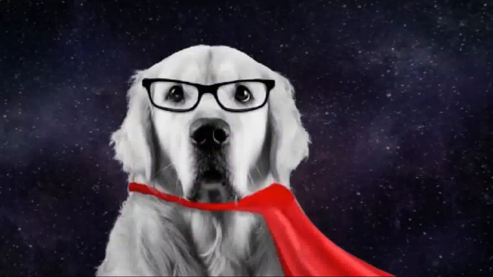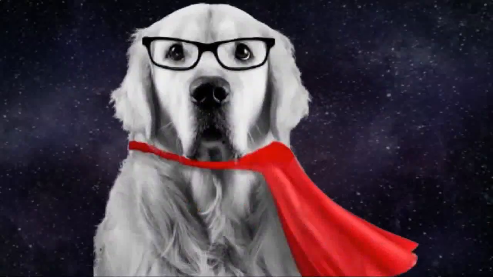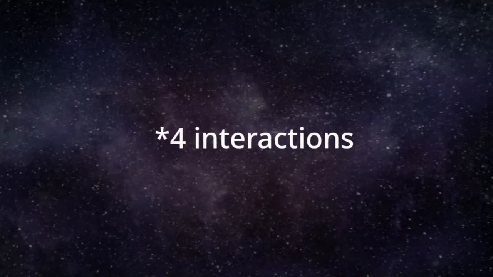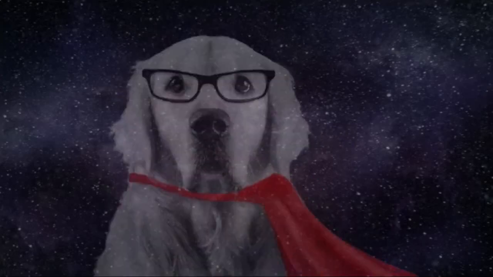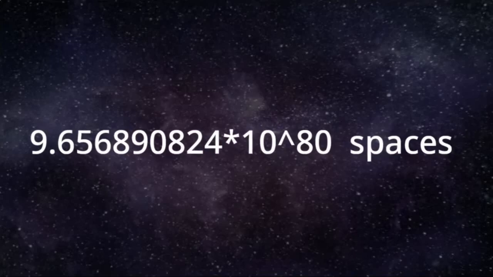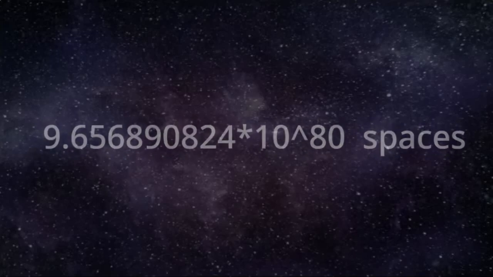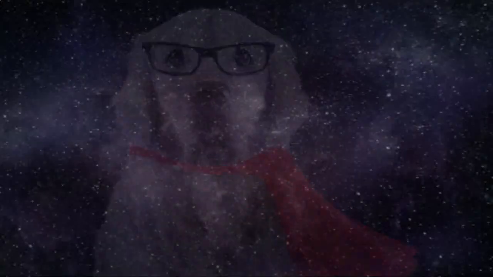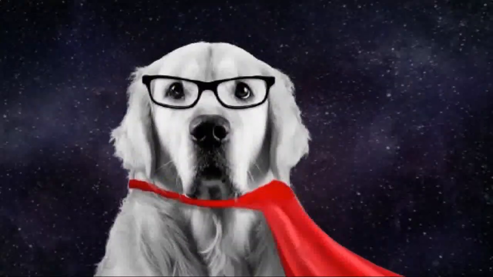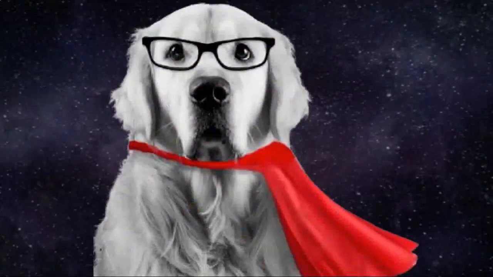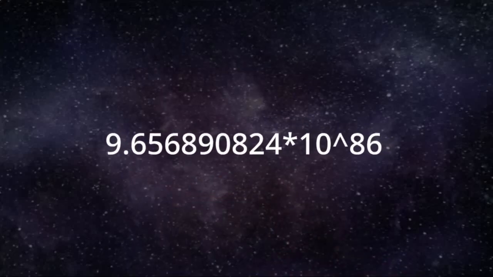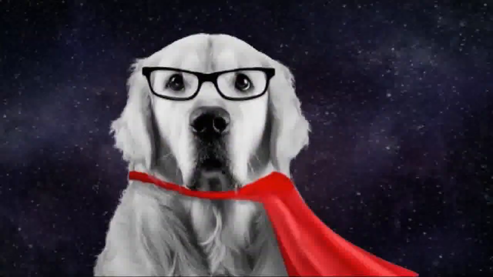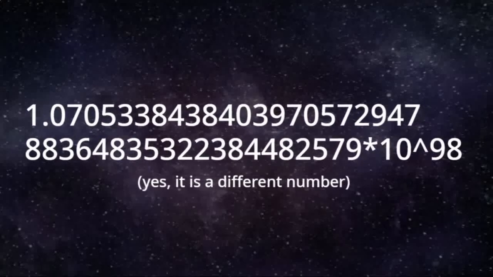Next, we will have to calculate particle interactions. Because I am too stupid to do the math, I will assume that for every proton and neutron, there are interactions that can happen at any moment. So, I will give the second part of the CPU 9.656890824 times 10^80 spaces to perform calculations. And because I am even more stupid, I will assume that there are around 1 million or so transistors in each space. So, there would be a total of 9.656890824 times 10^86 transistors. In total, the full CPU would contain this many transistors.